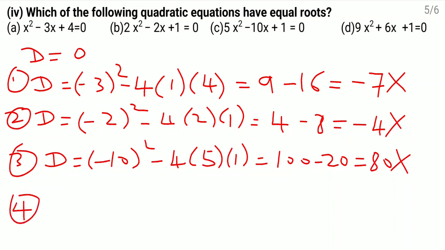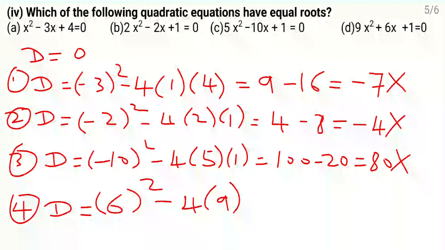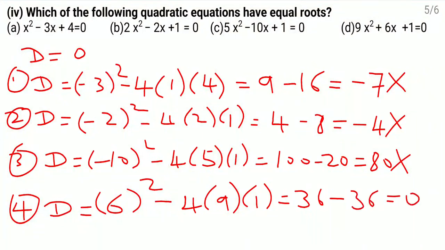So definitely option D will be there, right? But let us check. D is equal to 6 square minus 4ac. 6 square is 36 and 4 nines are 36. We got the answer 0. So in this case, our D is equal to 0. Discriminant is 0. Right? So option D is the correct one.